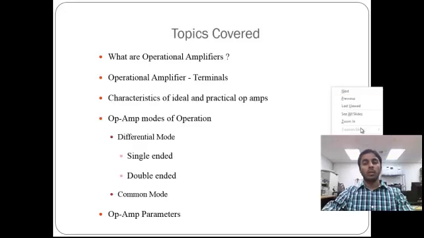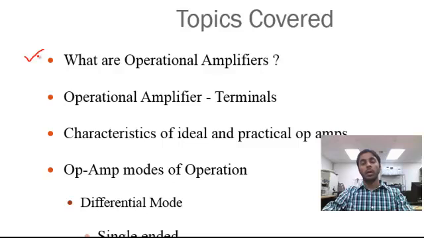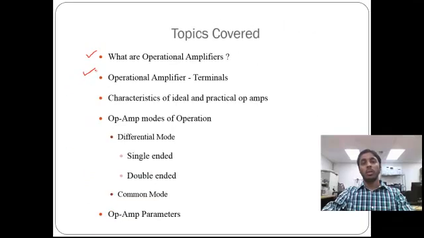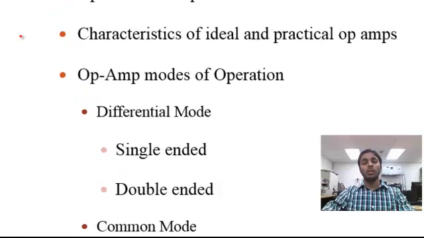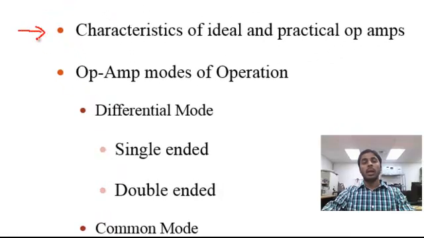So in the last class, we talked about the basics of an operational amplifier and how it differs from traditional transistor-based amplifiers, and what its terminals are, which are the inverting and non-inverting terminals, an output terminal, and two power supply connections. And we had a look at the IC741, which is the LM741, and figured out the pin layout or pin diagram of that particular IC. So today we will talk about characteristics of ideal and practical op-amps.